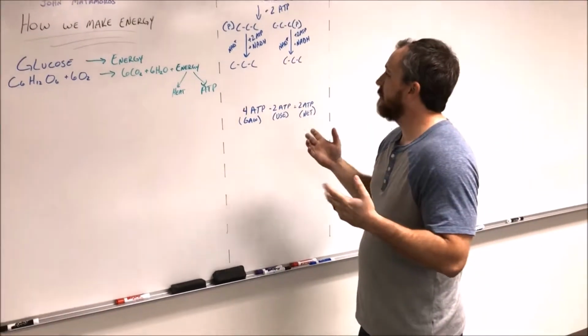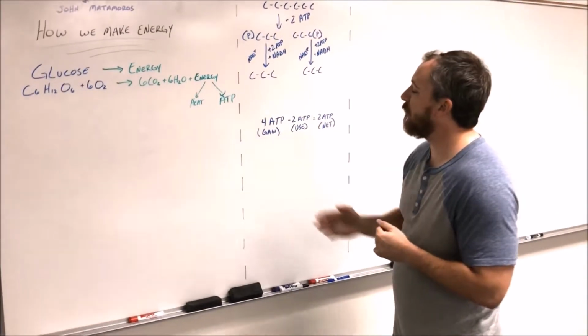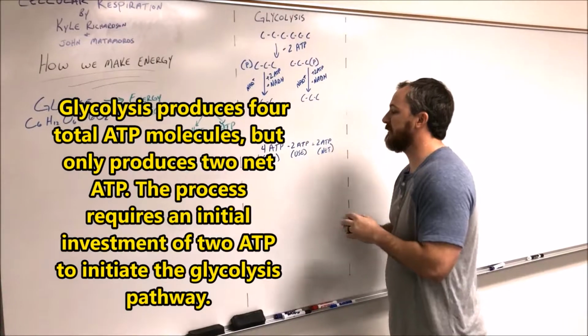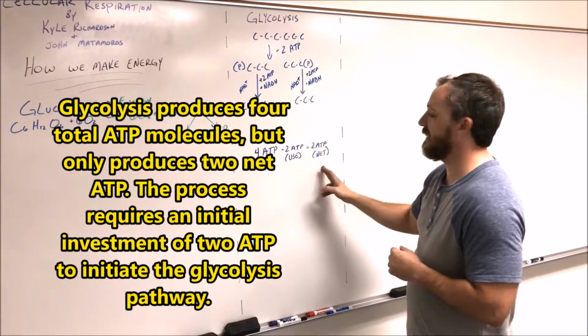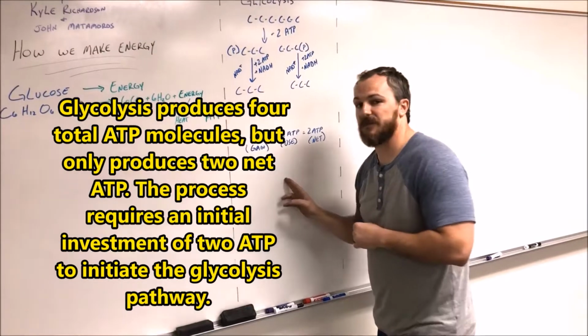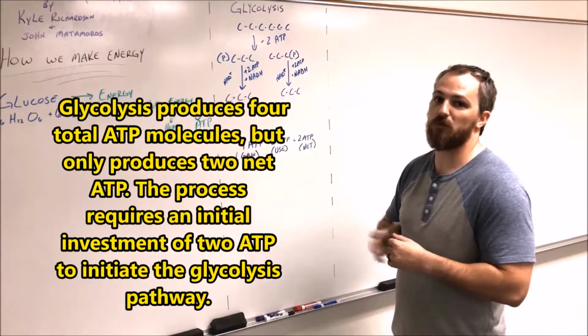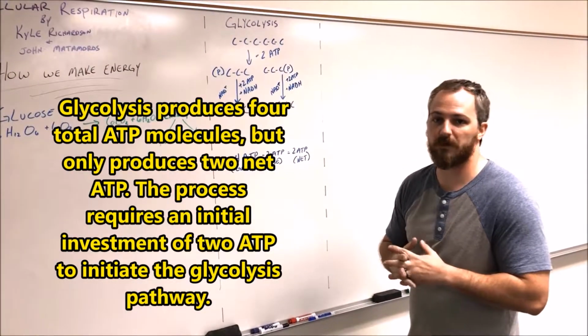Okay, so we're looking at a total gain of 4 ATP during this process. You've already used 2 to break down the initial molecule, which gets you a net of 2. So one of the disadvantages of this process is it only makes 2 ATP. It's kind of minimal.